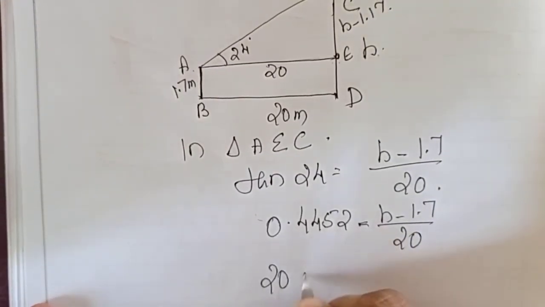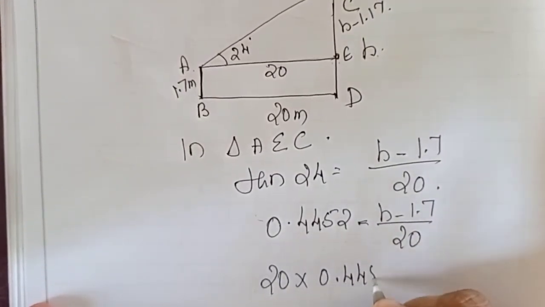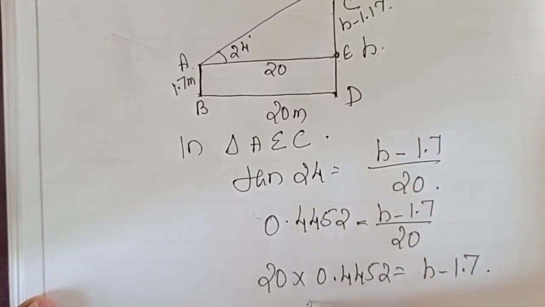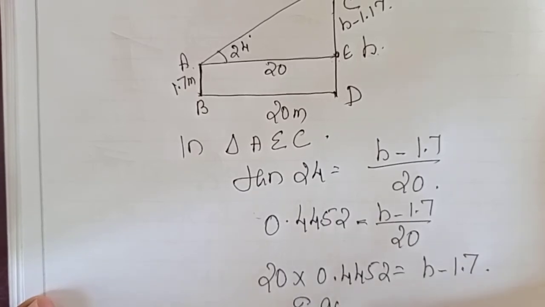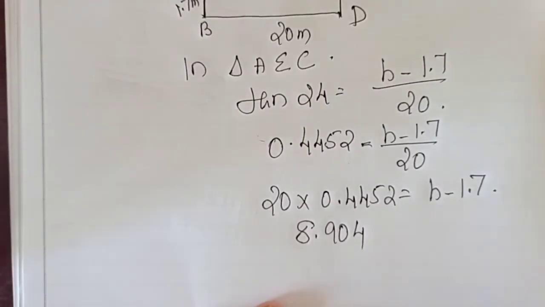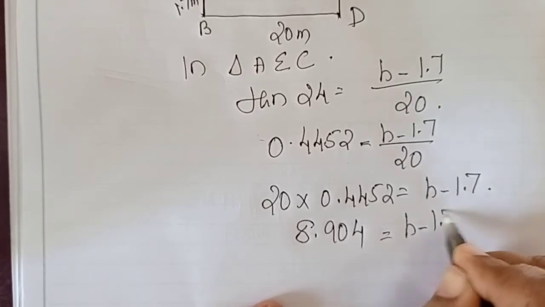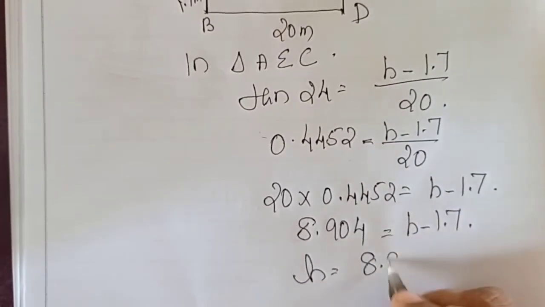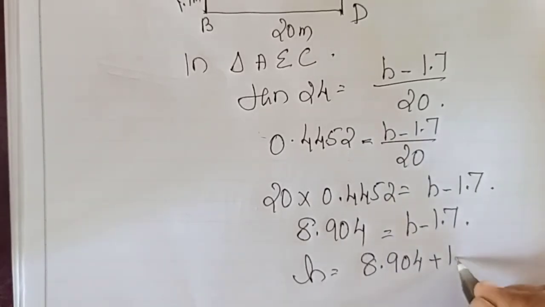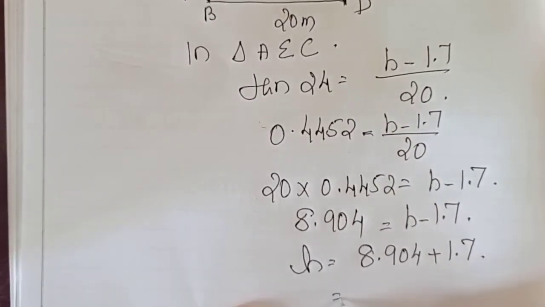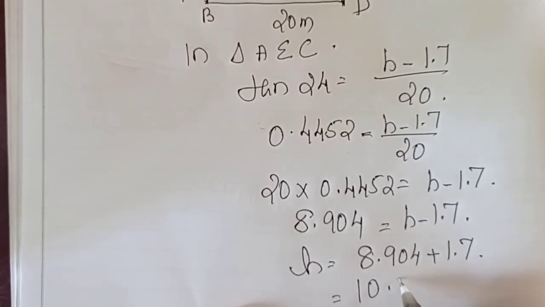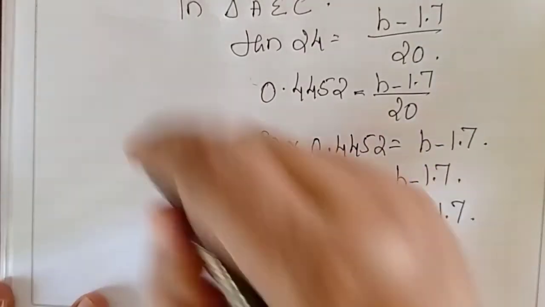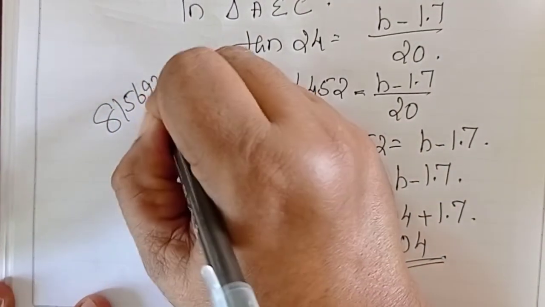Then 20 into 0.4452 gives h minus 1.7. That is, here the answer is 8.904. So 8.904 equals h minus 1.7. Therefore, h is equal to 8.904 plus 1.7. The final answer is 10.604. Okay, 10.60.